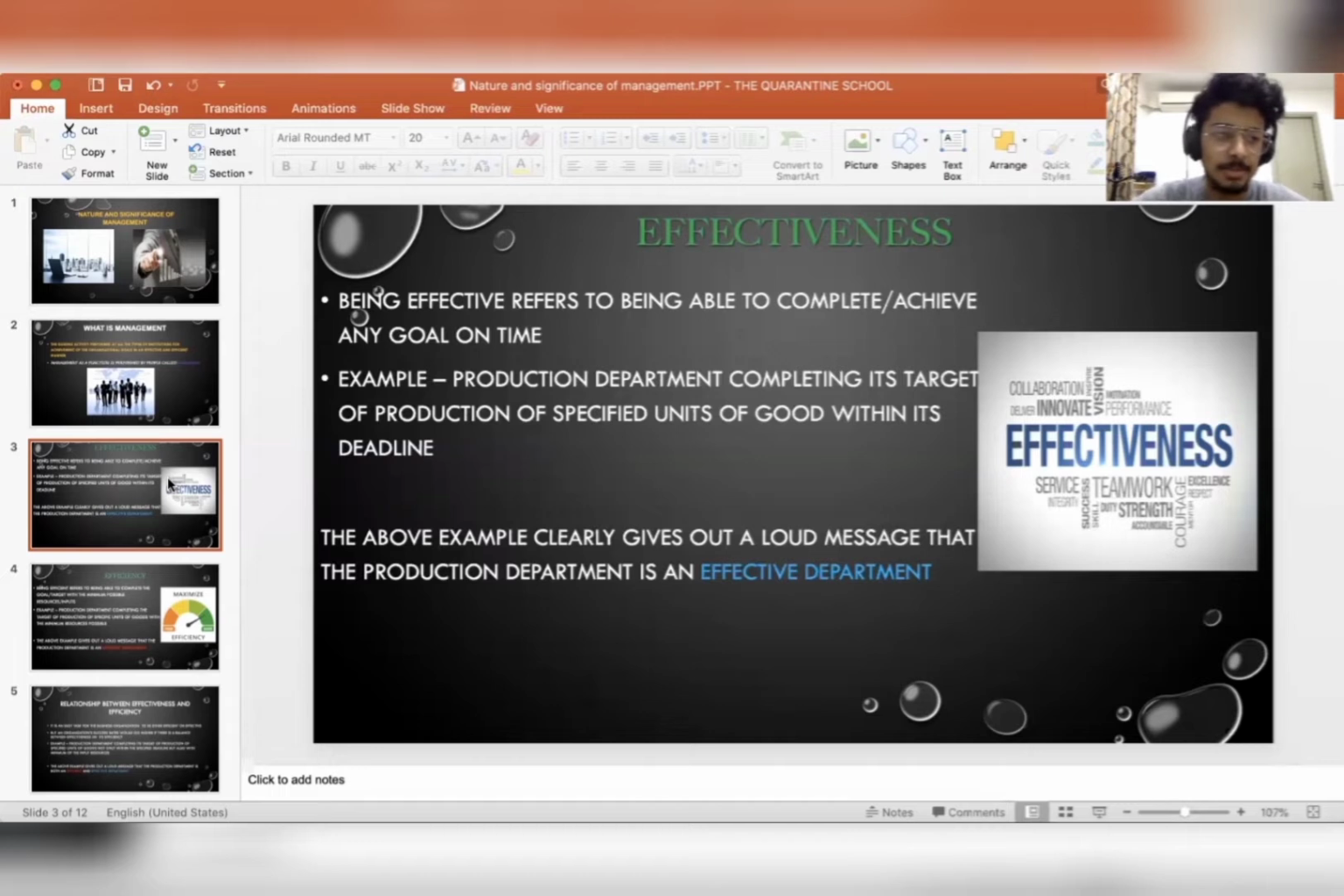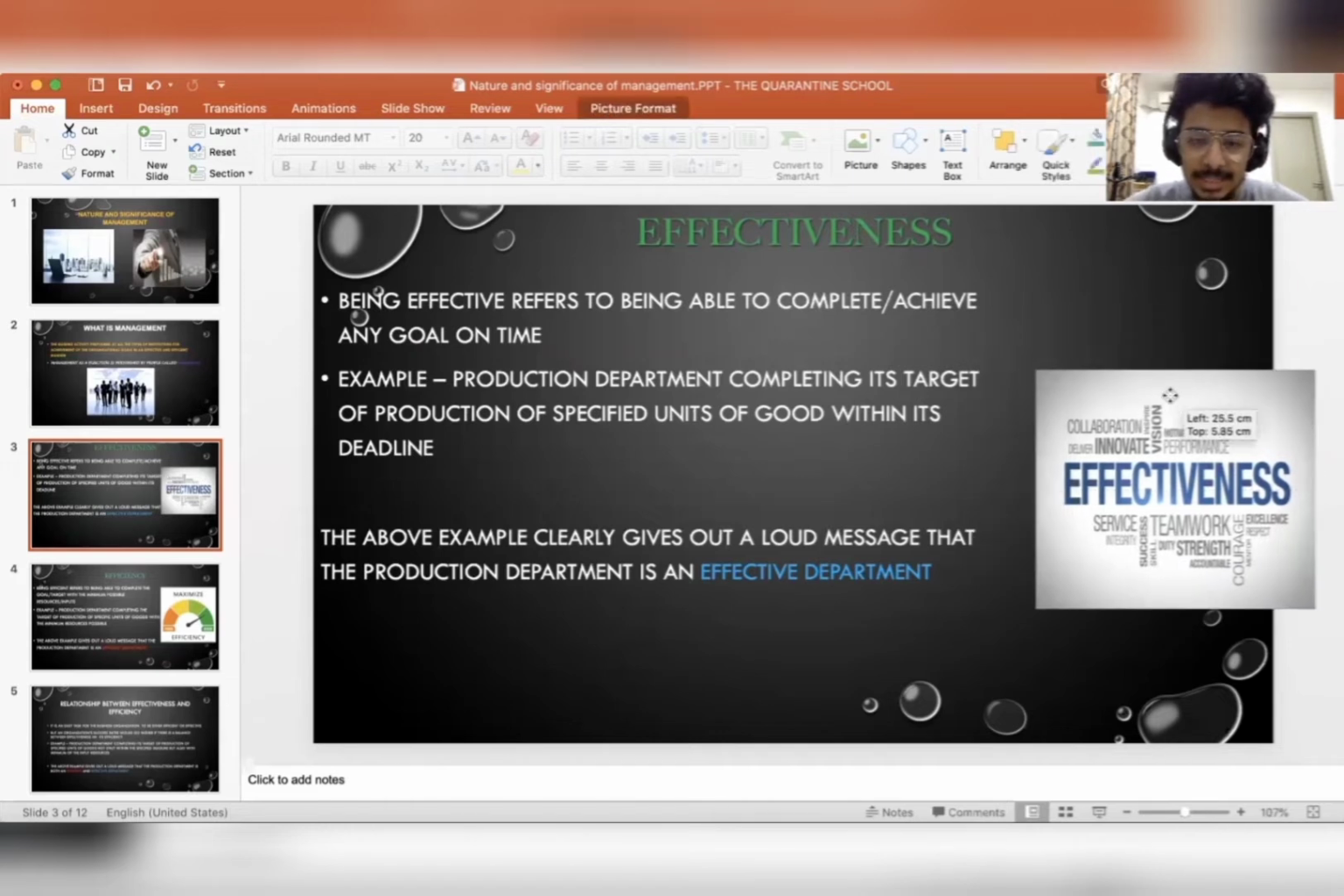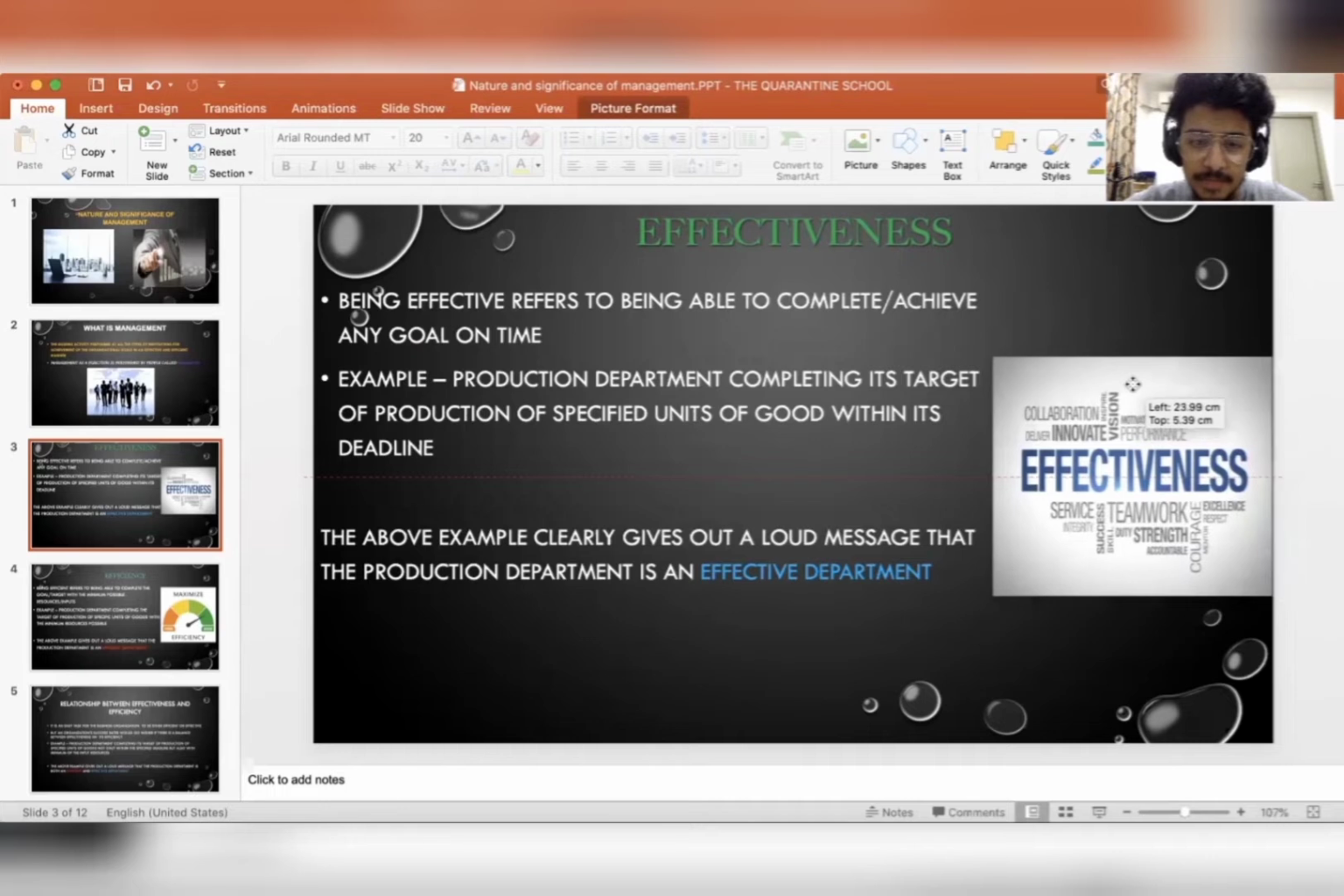Let's take a simple example. Let's take a production department of a particular organization. The production department completing its target of production of specific units of goods within its deadline, which means if it is producing the required number of units of goods within its deadline, this means that the production department is surely an effective department. So please remember, effectiveness is always related to time. The better it is able to manage time, the higher effective the organization would be.